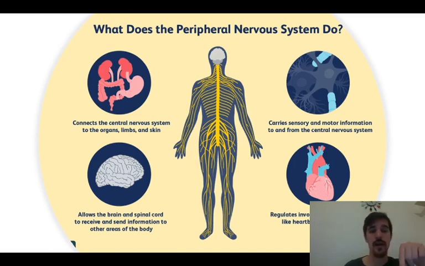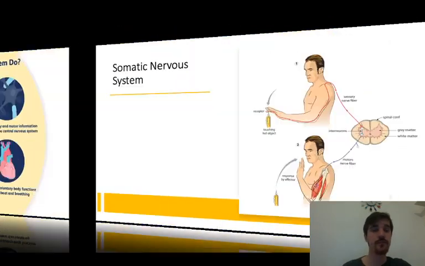It allows the brain and the spinal cord to receive and send information, as well as regulate your involuntary bodily functions, like your heartbeat and breathing. Obviously, you can have some control over that. You can consciously slow down your heart rate simply by holding your breath. But that doesn't mean that you are having to consciously make your heart beat. Your heart will beat automatically because of your peripheral system, in particular your autonomic system.